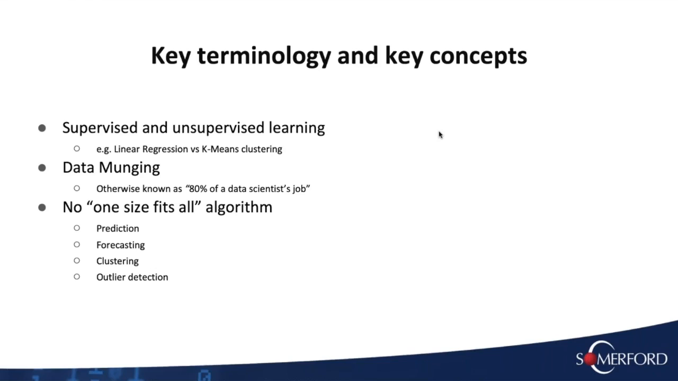So that's supervised and unsupervised learning. Data munging. Now, this is something that is hugely important when it comes to machine learning.